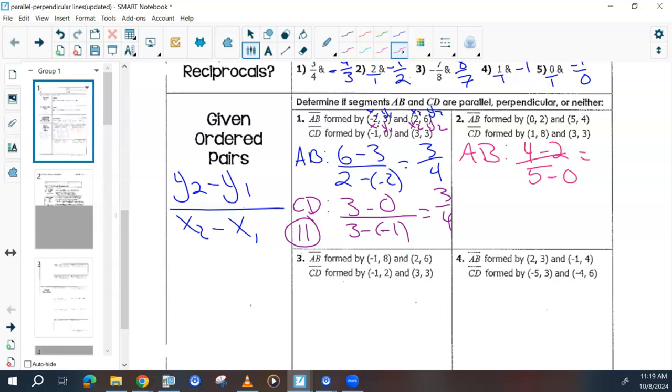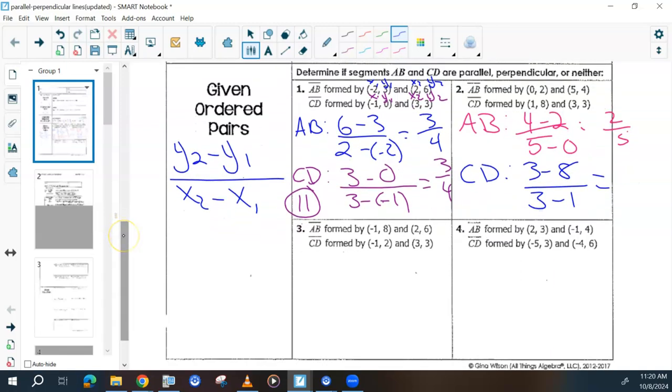Yeah. What would this slope be? -2. Oh, no, you're right. It was just two. I was thinking. Okay. And then 3 minus 8 over 3 minus 1. What would that still be?